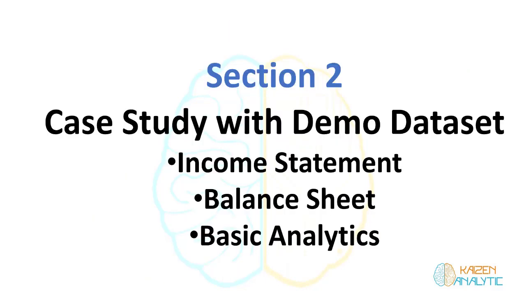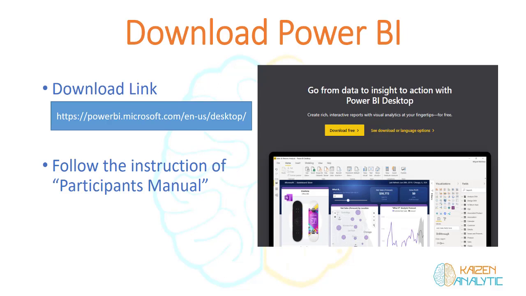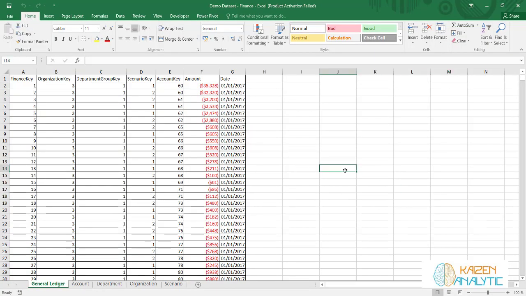Now it's time to move to our next section, and in this section we will use a demo data set. We will create an income statement, balance sheet, and we'll do some basic analytics. So if you have not yet downloaded Power BI, please download Power BI and install it on your computer or laptop. We will first analyze the data set, and then we will move to the Power BI window, and we will start creating the income statement and balance sheet. So this is the basic data set which we have emailed to all the participants.